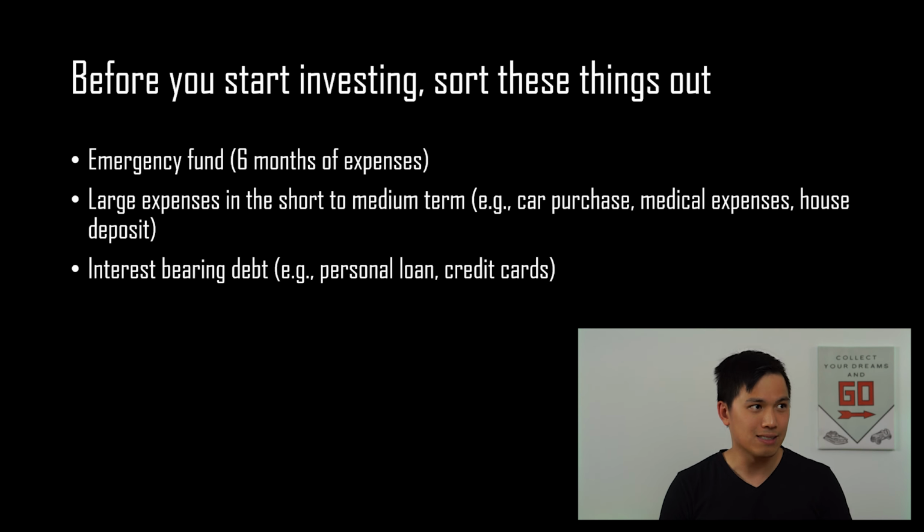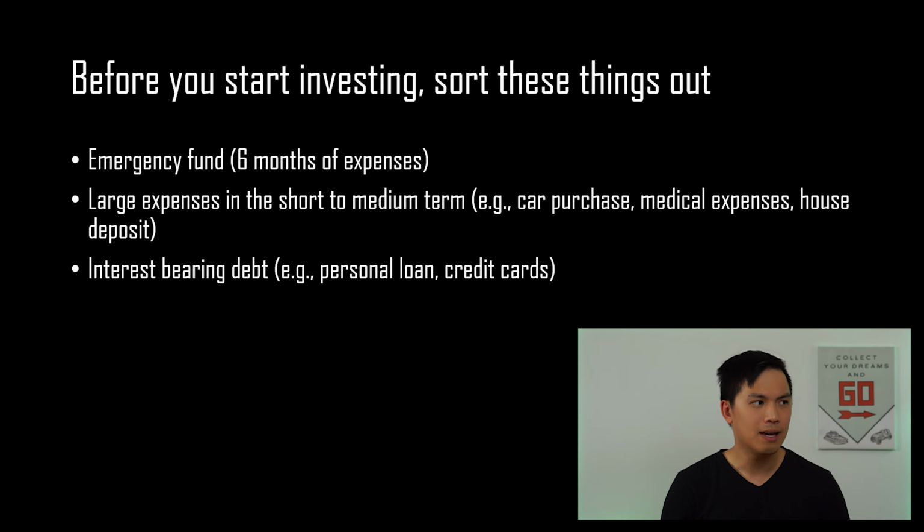So with your $10,000, you need to sort these things out first, okay? If you don't have an emergency fund, essentially 6 months worth of expenses, be sure you sort that out before you start investing that $10,000. Also, if you have any large expenses in the short to medium term that you know are going to come up, so for example, if you're going to buy a car, if you know you have medical expenses to pay, as well as potentially a house deposit that you're saving up for, then don't invest that money.